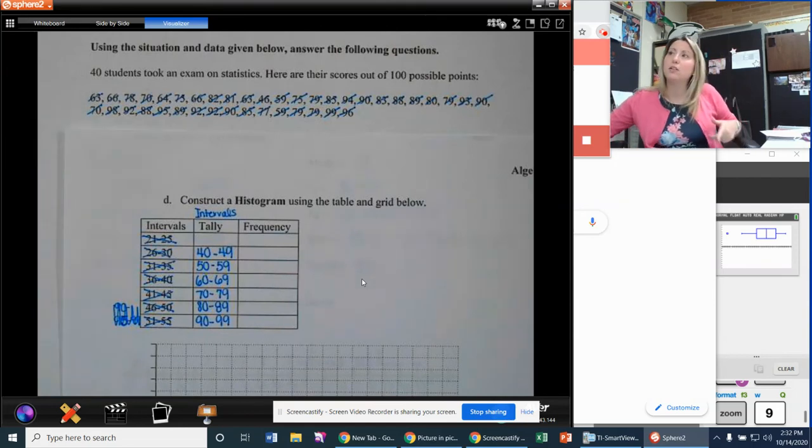Okay. So now pause it right here so that you can see the data and put them in the right interval. Okay.